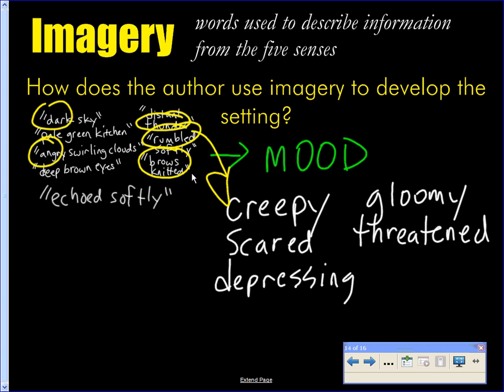However, we have this, and we have that, and we have that. Words like softly and words like deep brown eyes. What is Myers doing?